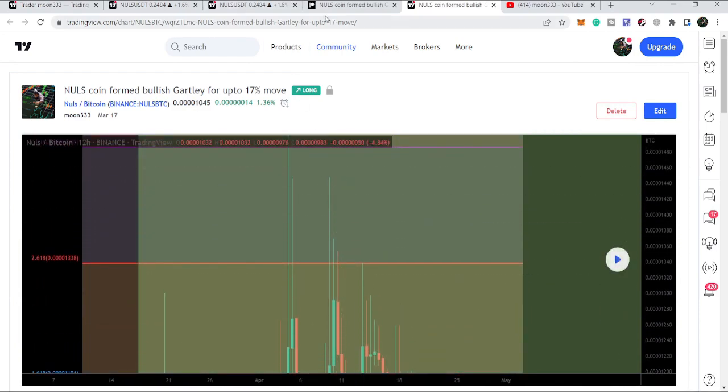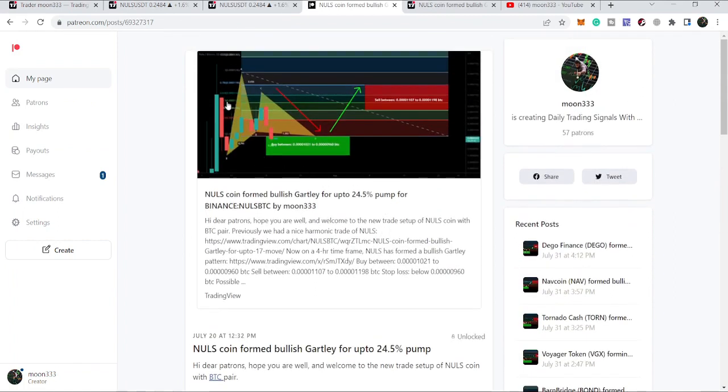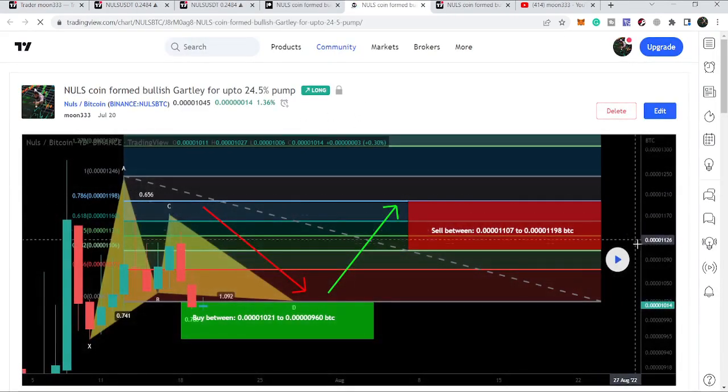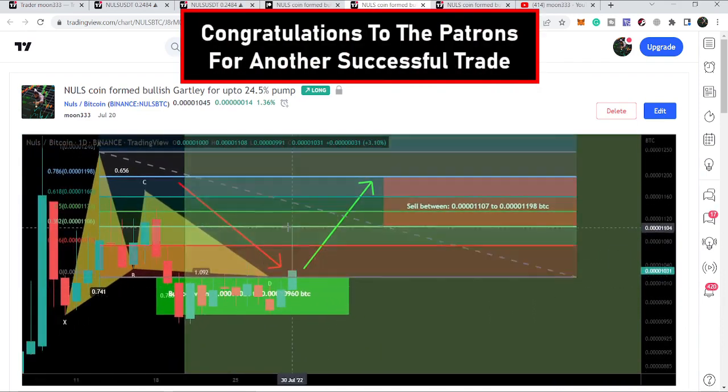Now if we take a look at the current move that I shared a few days back on 20th of July, that was a harmonic guardrail move on the daily time frame chart. From TradingView, I can play this idea once again, and you can see that so far the price line has reached this sell target here. Now we are moving between this potential reversal zone and this potential sell zone of the harmonic guardrail move.